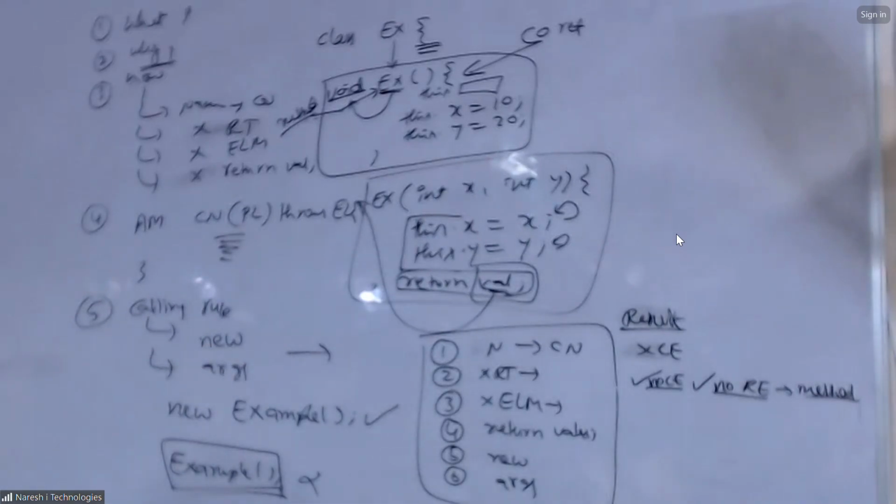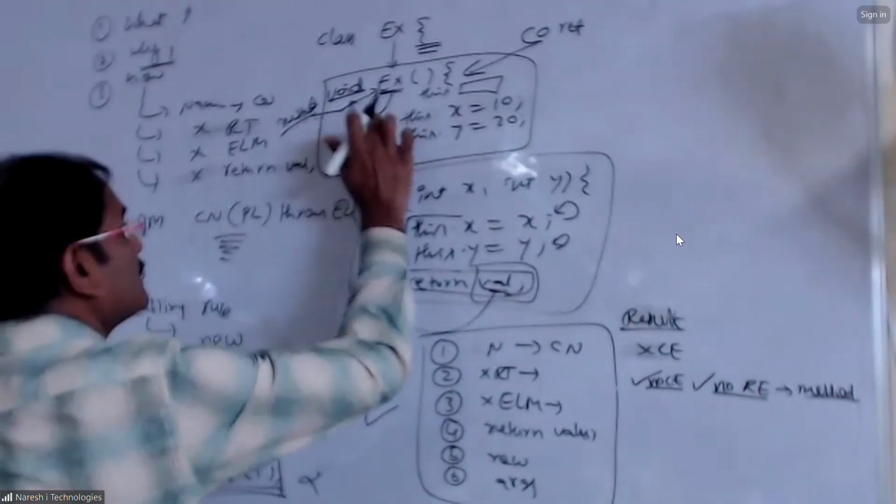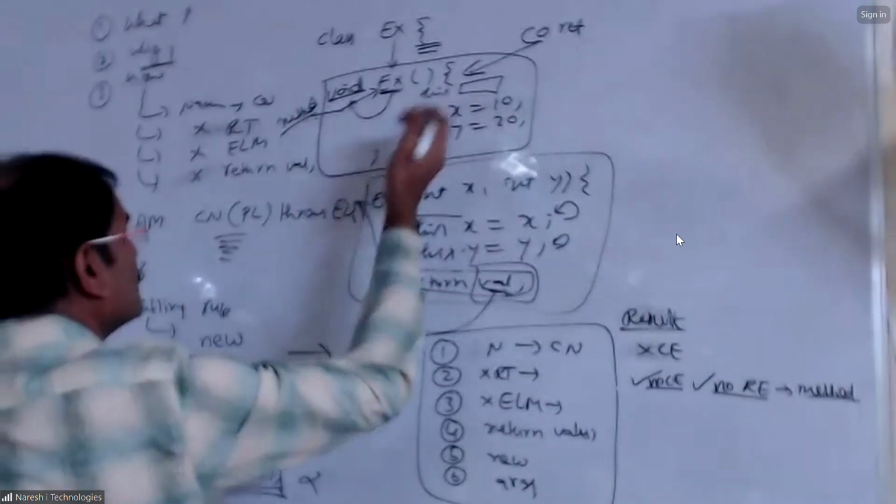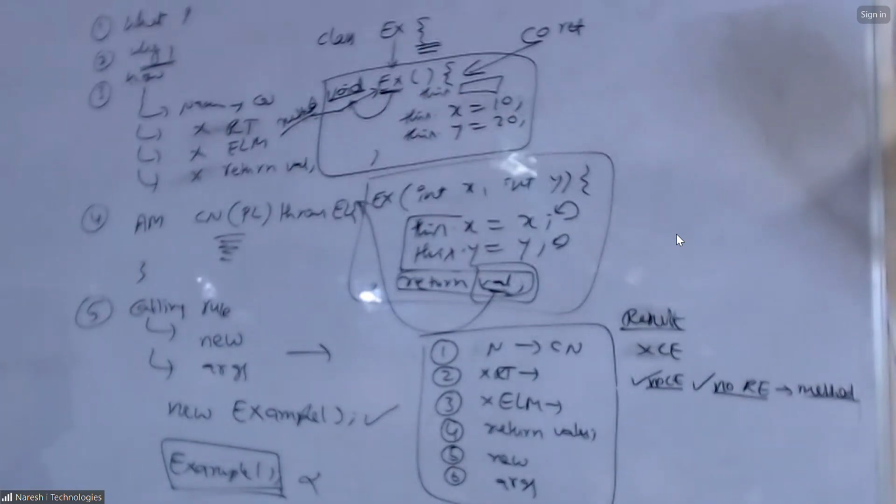Online students, understanding? Okay. Now tell me, if it is a method, how can we call it? By using an object reference.